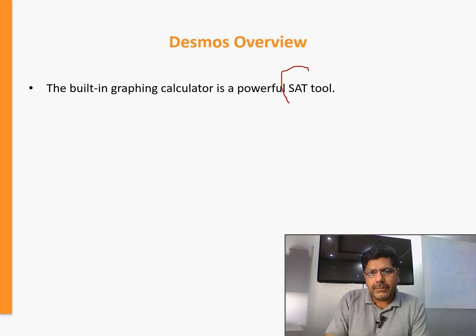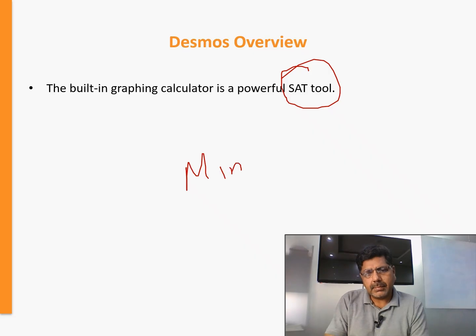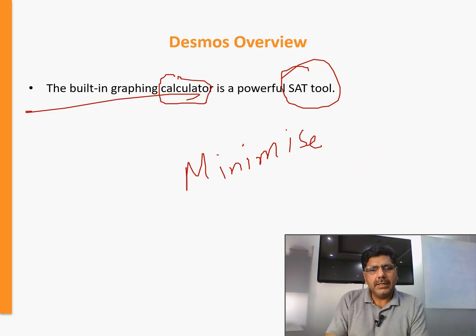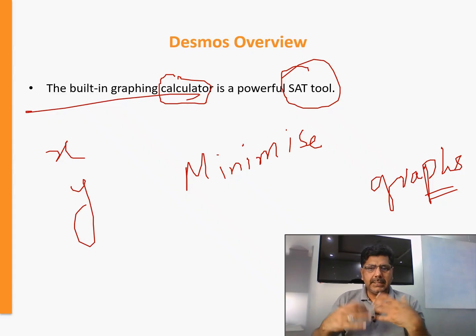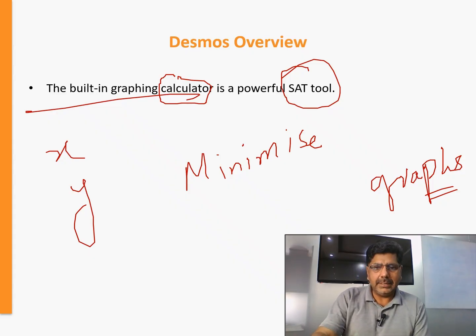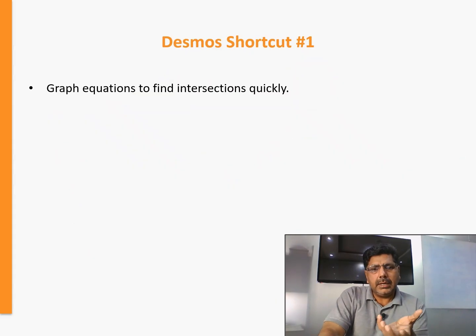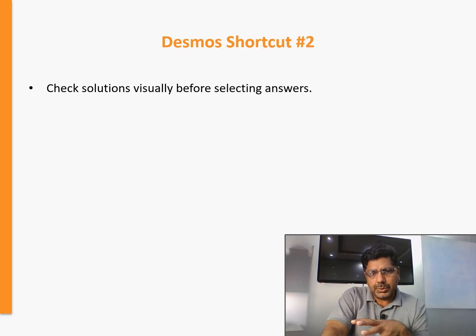This is the best tool to minimize your time to solve a question. So we will be discussing on your calculator how you can answer the value for x, value for y, and all the graphs. So this will be specially taught as an SAT rule. Okay, so Desmos shortcuts we will give you. Then Desmos shortcut 2, solution visually before selecting answers.